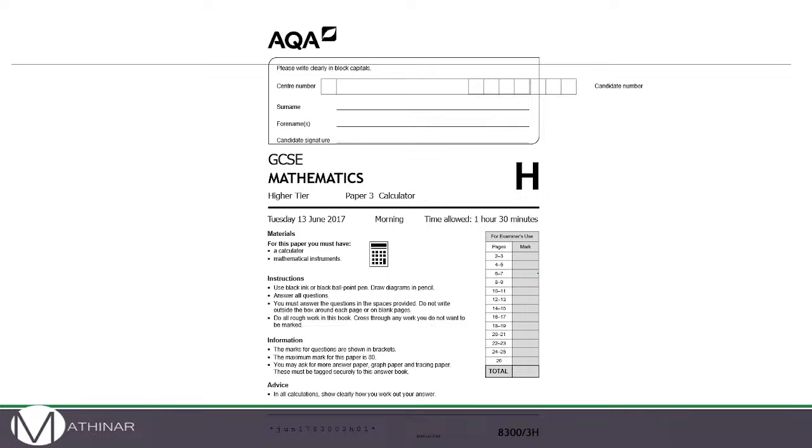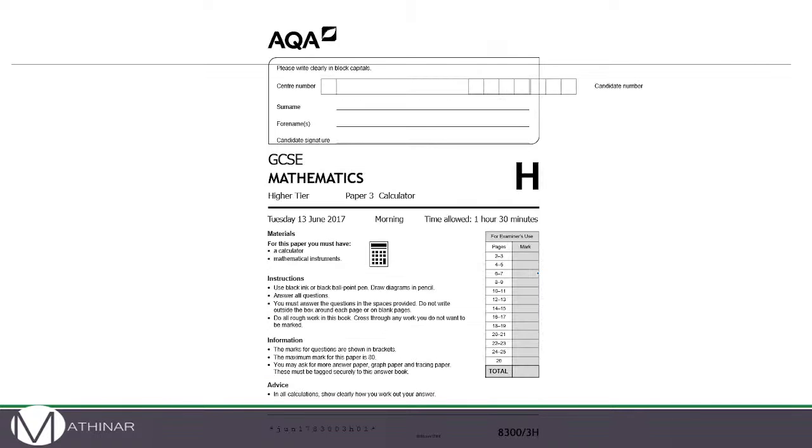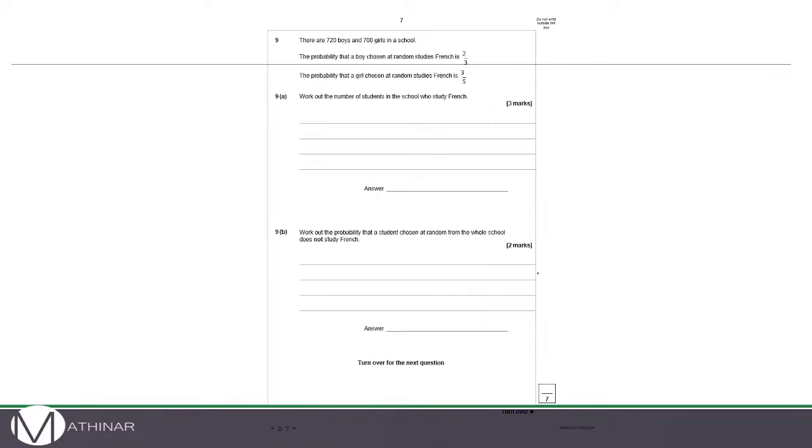Okay, so now we're going to look at some AQA questions from 2017 as well. So we're going to start off with number 9. Which paper is this? This is paper 3 from 2017. Okay, so question number 9. There are 720 boys and 700 girls in a school. The probability that a boy chosen at random studies French is 2/3, and a girl chosen at random studies French is 3/5. Work out the number of students who study French.